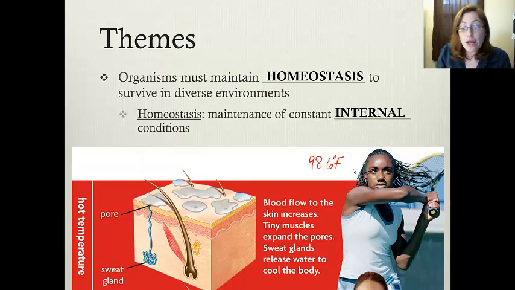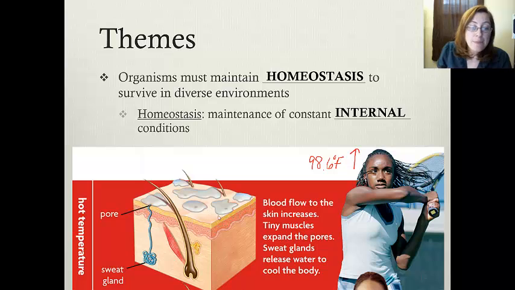Okay, so what happens when that body temperature starts going up and up and up? Well, if we couldn't control it, we could die. And we'll get into that a little bit more as we go through the year and we talk about the role of enzymes in chemical reactions, but that's for another lesson. But the result of letting our temperature go too high could be death. So we need a way to control it.